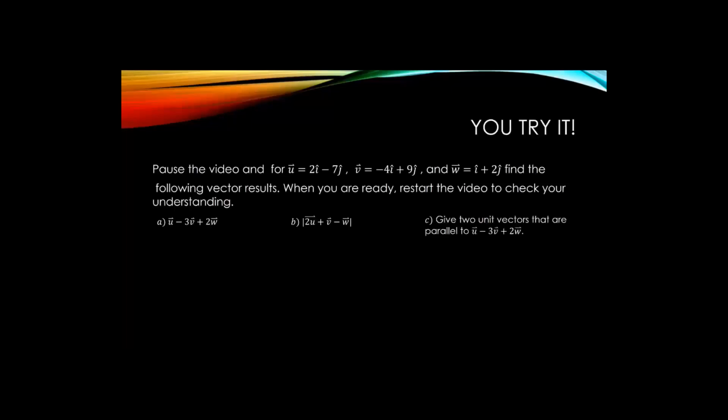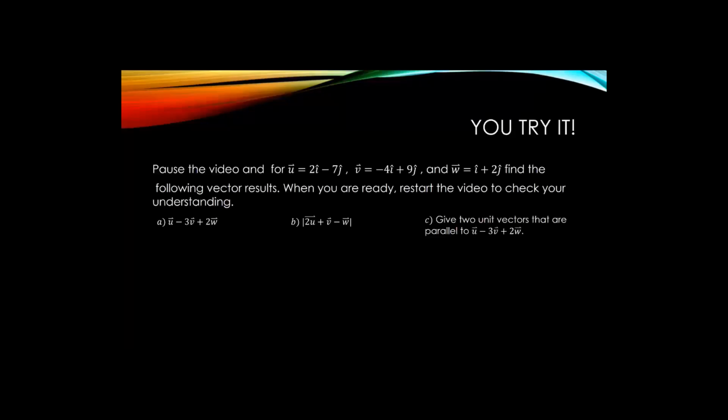This means that I'm left with only 4 times the vector v, and I'm going to multiply both sides now by 1/4 in order to solve for the vector v. I find out that v is equal to 3 times the vector w minus 3/4 times the vector u. So now you get to try it.